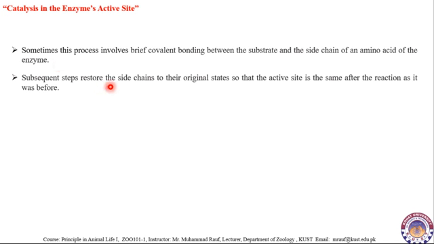Subsequent steps restore the side chain to its original state because enzymes are not consumed in a chemical reaction. Although the side chains do establish association with the substrate, after loosening or weakening the bonds in the substrate, these side chains are once again restored to their original shape so that this enzyme can be used again, so that the active site is the same after the reaction as it was before.